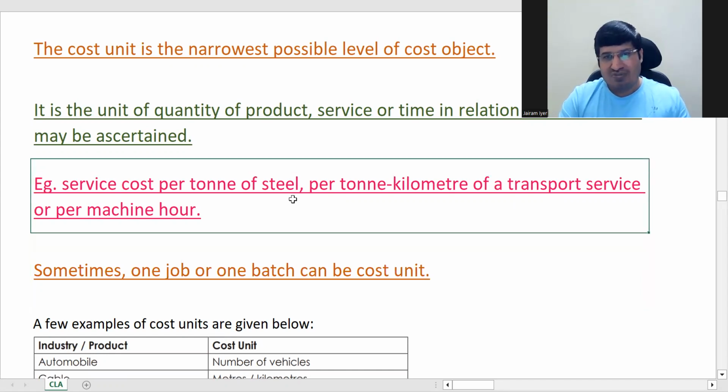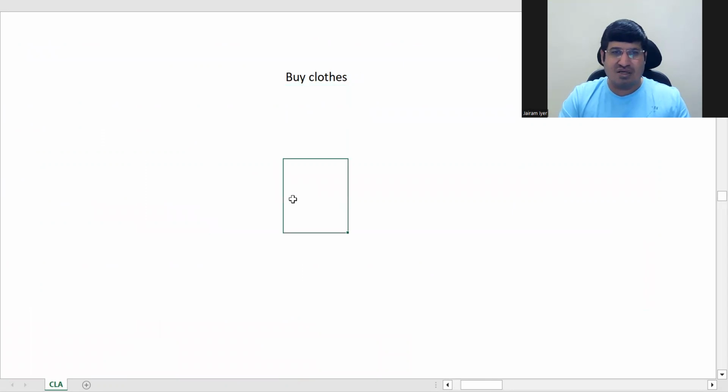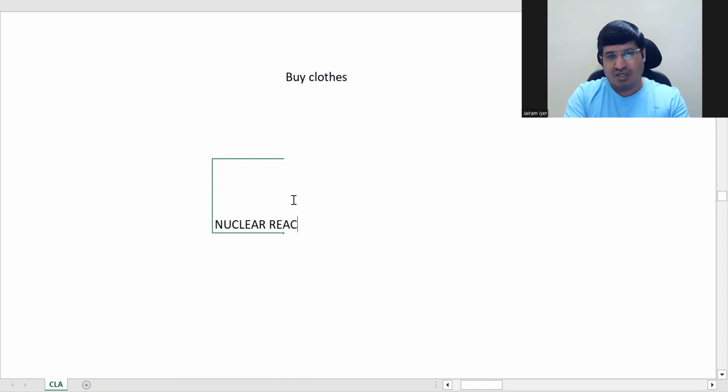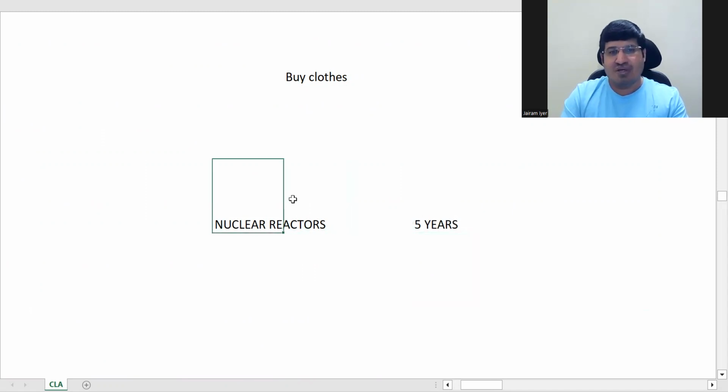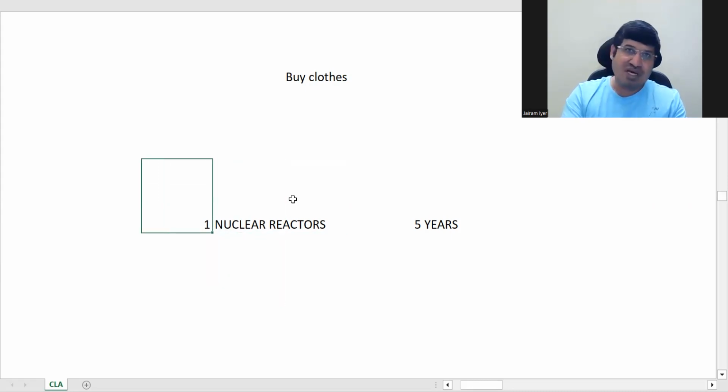If, for example, you are manufacturing nuclear reactors, one reactor takes about 5 to 10 years to manufacture, at least 5 years, let us say. So what will be the cost unit if you've taken the contract of one reactor? The cost unit will be one reactor only, correct? You cannot show it as half a reactor or anything like that. So in this case, your cost center will also be one nuclear reactor, and the cost unit will also be one nuclear reactor.